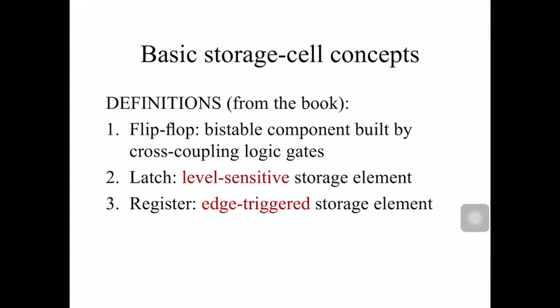Level sensitive means that as long as it is either 0 or 1, it will trigger a change when the level changes from 0 to 1. Whereas edge triggered is not triggered by the levels, but by the edge. For example, you have a clock pulse, and it can be positive edge triggered or negative edge triggered. So this is the positive edge, and this is the negative edge, right?